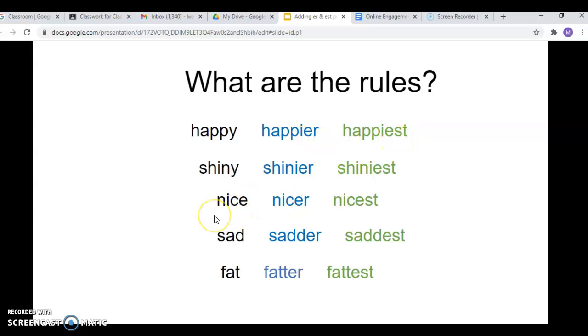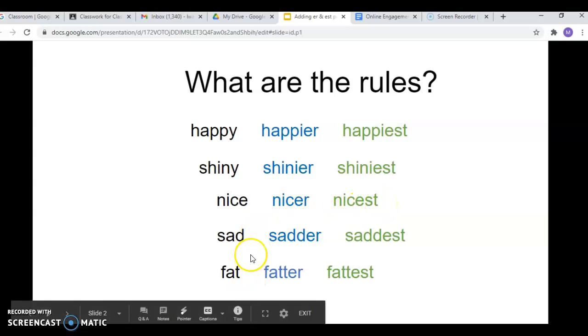Okay? The word nice ends in an E. What happens if it ends in an E? Can you remember what we have to do? We have to drop the E and add either the -er or the -est suffix.